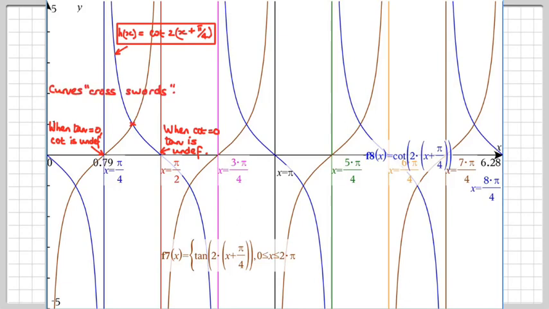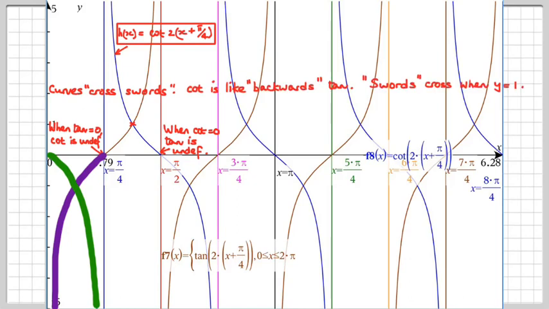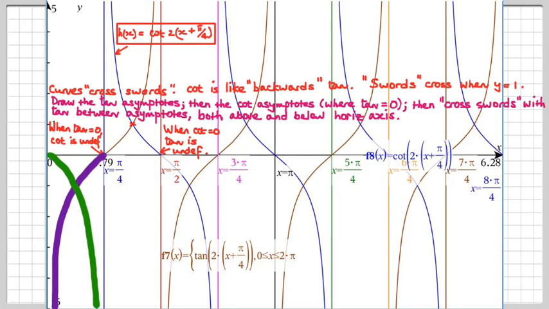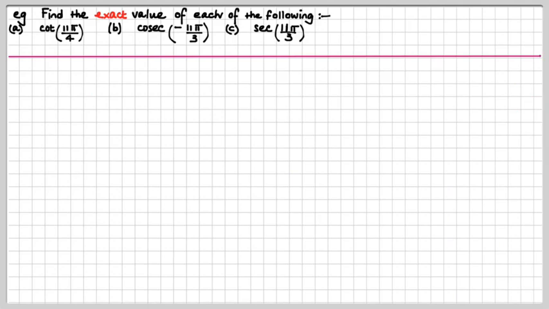The other thing is the curves cross swords. This is the way I like to think of it. It's like crossing swords. I'll colour a little bit of it in for you to see what I'm talking about. That's what it looks like, right? And basically the cot is like a backwards tan, and the swords cross when y equals 1. So what you do is you draw the tan asymptotes, then you draw the cot asymptotes where tan equals 0, and then you basically cross swords with the tan between the asymptotes, both above and below the horizontal axis, and they cross swords where y equals 1. That's the way you draw cot. That's how I figured it out after a lot of misery trying to work out all the symmetry of it. Okay, that's very good.